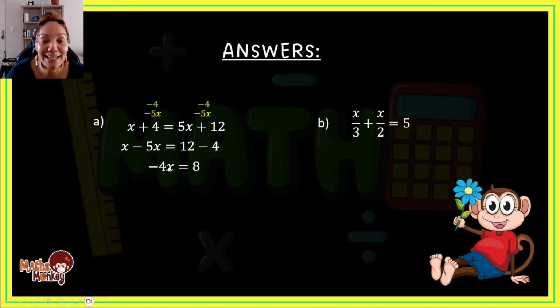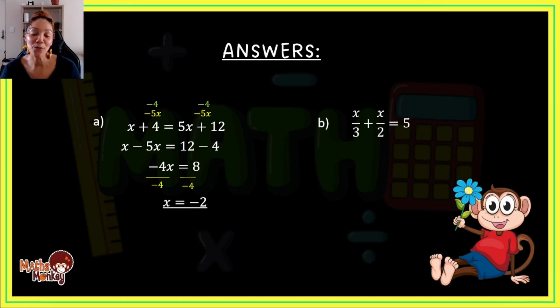Again, now I've got negative 4 times x, so I do the opposite, divide both sides by negative 4. And your answer for the first question should have been x is equal to negative 2. Okay, so make a tick there, try and identify where you went wrong. And yeah, let's try the second question.